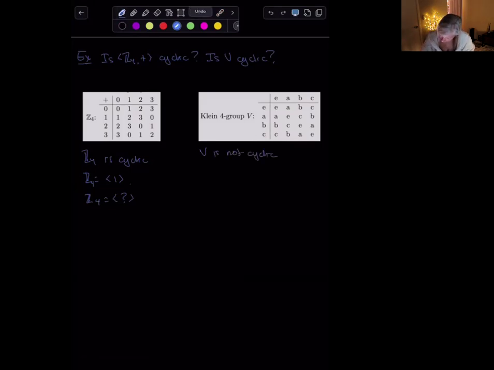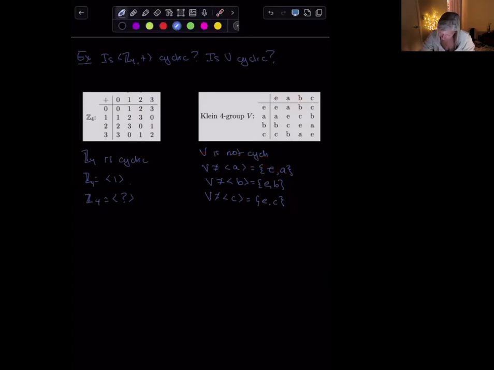V is not cyclic, because V is not the cyclic subgroup generated by A, and V is not the cyclic subgroup generated by B, and it's also not the cyclic subgroup generated by C. This only contains E and A. This only contains E and B. And this only contains E and C. So these subgroups are cyclic, but the full group is not cyclic.